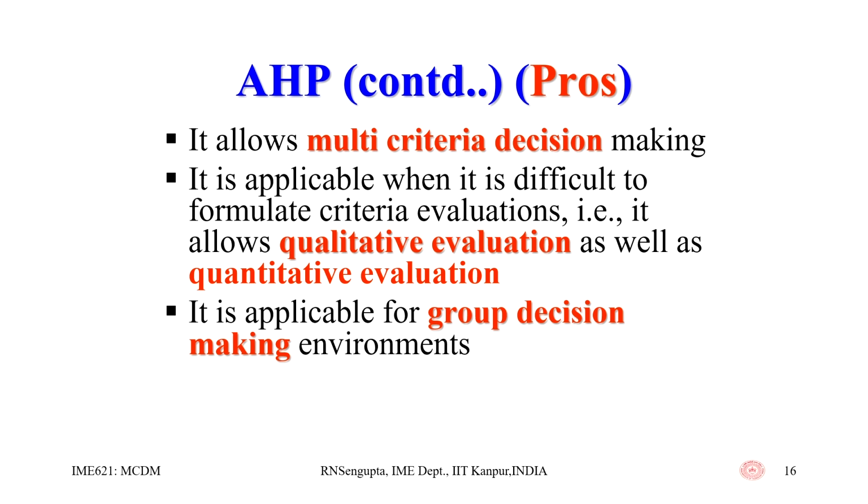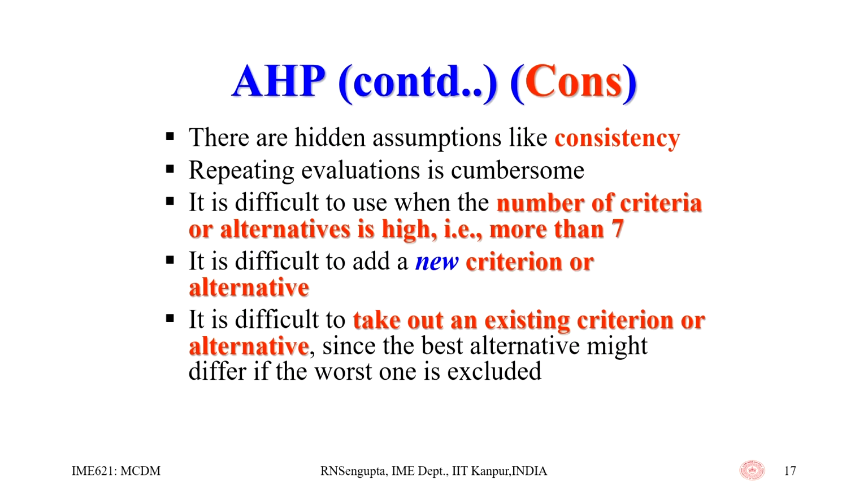So, what are the advantages of AHP? It is a multi-criteria decision making method, where you can consider both quantitative and qualitative evaluation. It is applicable to a group decision making environment also. The hidden assumptions are about consistency. In many cases, repeating the evaluation may be cumbersome, and when the number of criteria or alternatives is more than 7 or some number, it may be difficult to compare, because in that case inconsistency may crop up, as I told you. It is difficult to take out an existing criteria or alternative, because the effect of the criteria and alternative would already be subsumed in the overall set of calculations which are being done.